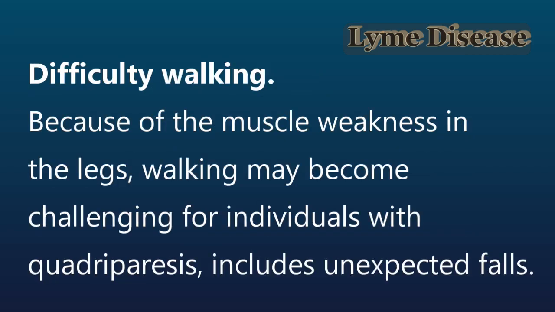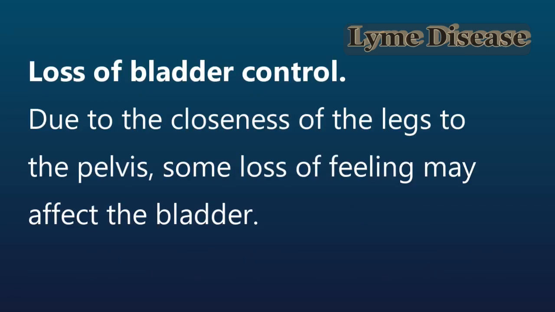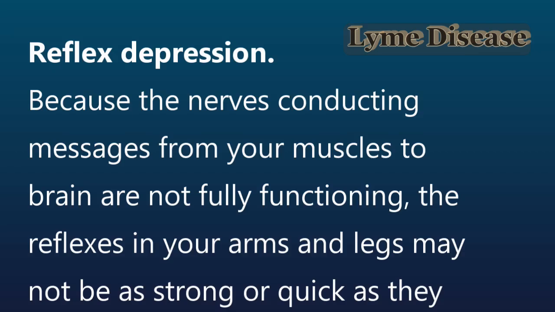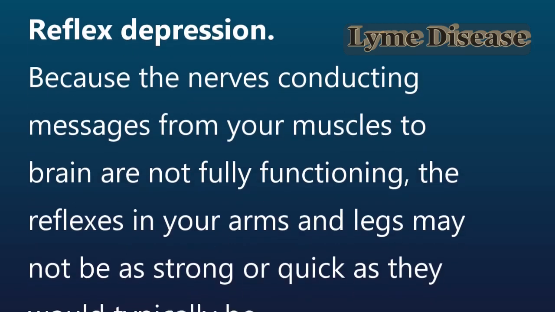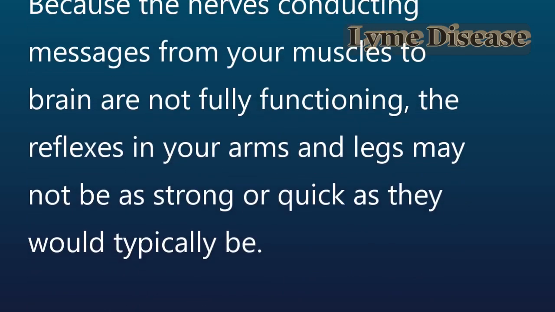Difficulty walking. Because of the muscle weakness in the legs, walking may become challenging for individuals with quadriparesis, including unexpected falls. Loss of bladder control. Due to the closeness of the legs to the pelvis, some loss of feeling may affect the bladder. Reflex depression. Because the nerves conducting messages from your muscles to the brain are not functioning fully, the reflexes in your arms and legs may not be as strong or quick as they would typically be.